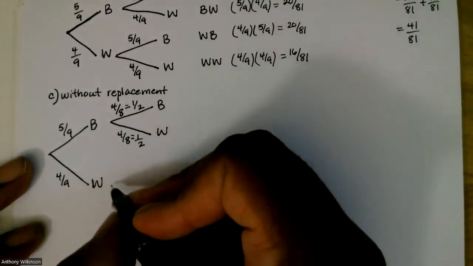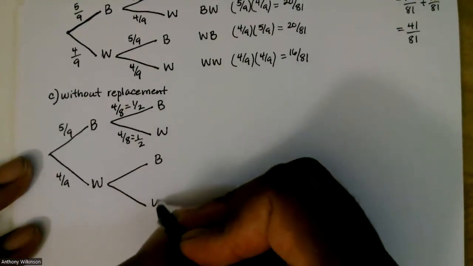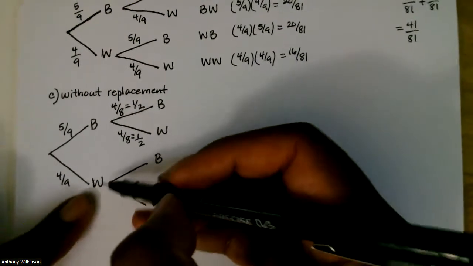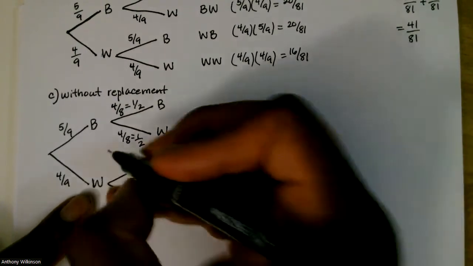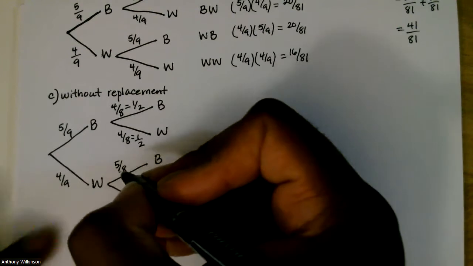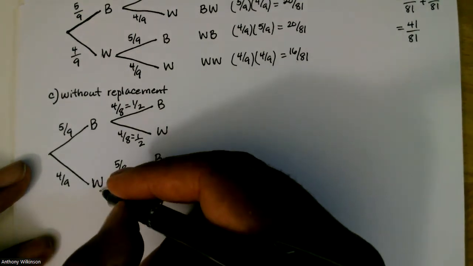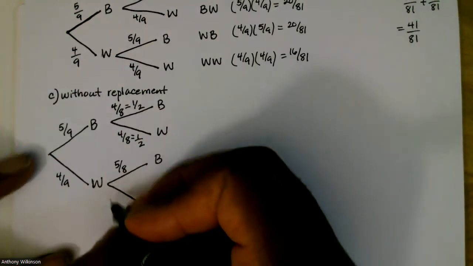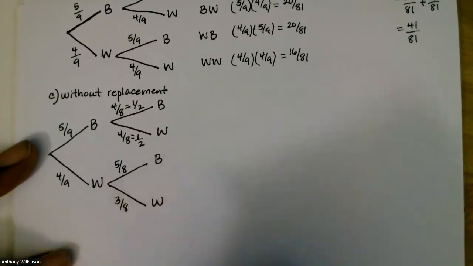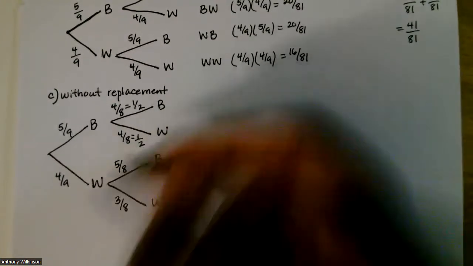Now for the white ball, if the first ball was white, I'm still going to pick either a black or a white. Even if the first ball was white, I still have 5 black balls, but instead of 9 balls in the box, it'll be 8. So it'll be 5 out of 8. That's the probability of selecting a black ball on the second draw, given that the first ball was white. Now, for the first ball being white and the second ball being white, I'm going to have 3 white balls left out of 8 instead of 4. And notice here, if you add these probabilities along the branches, they have to equal 1.